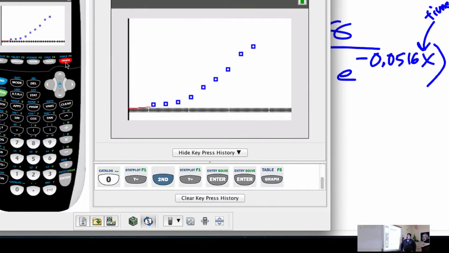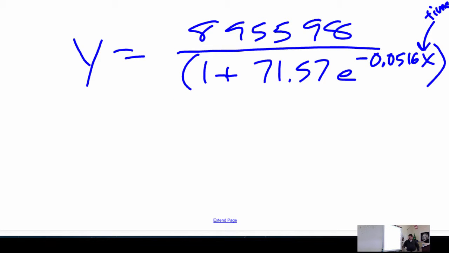Now hit graph. And when you get a graph, you should see something that looks like this. Now, my little blue boxes, some of you guys probably have crosses or dots or whatever. They should be pretty close to the line. It's not every dot is right on the line, but they should be close. Now the red line is our logistic model. It's this equation, okay? So this is part A.